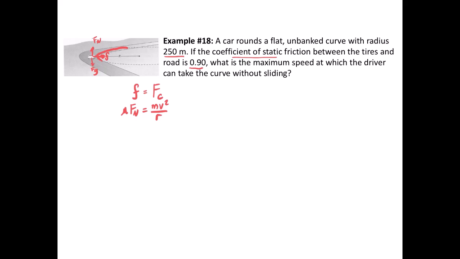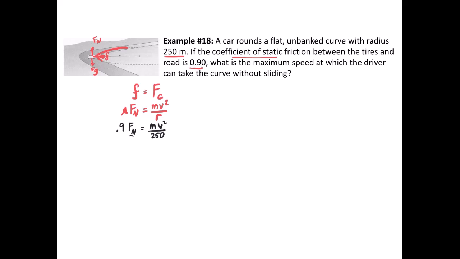So at this point, we can actually start putting some numbers in, right? We know the coefficient of friction is 0.9. We can look for the normal force. We'll figure that out in a minute here. We don't know the mass, so we'll come back to that. The v is actually what we're looking for, right? What's the speed that the car can take? And then the r would be 250 there. So I need to figure out m, and I need to figure out the normal force.